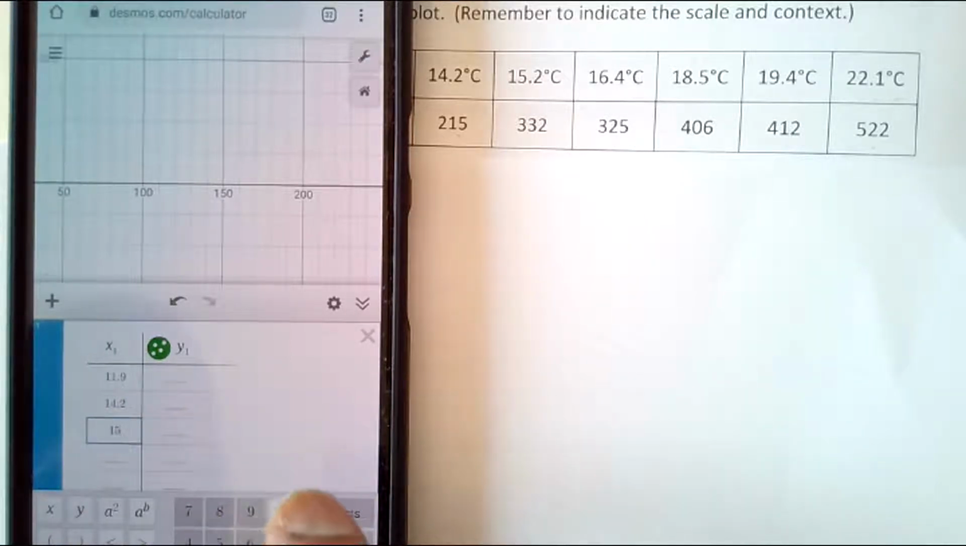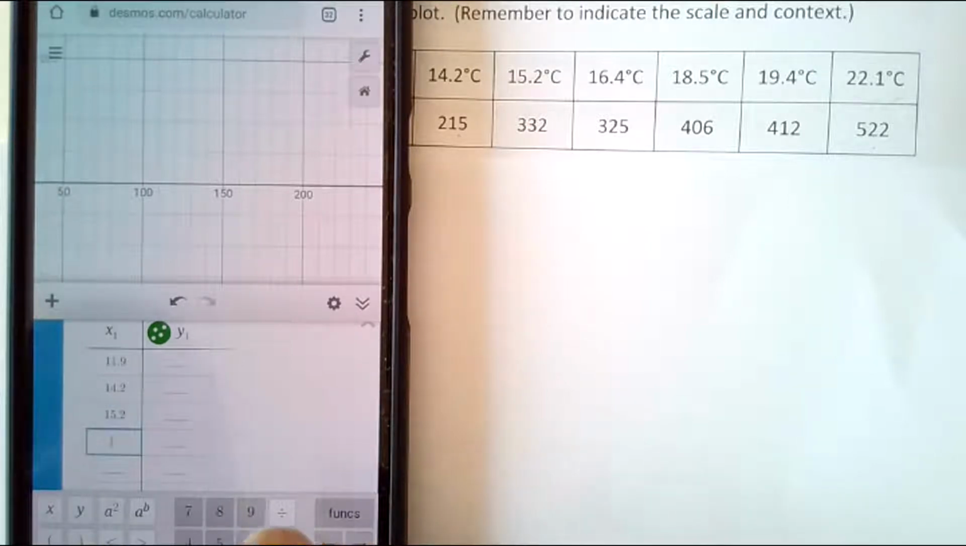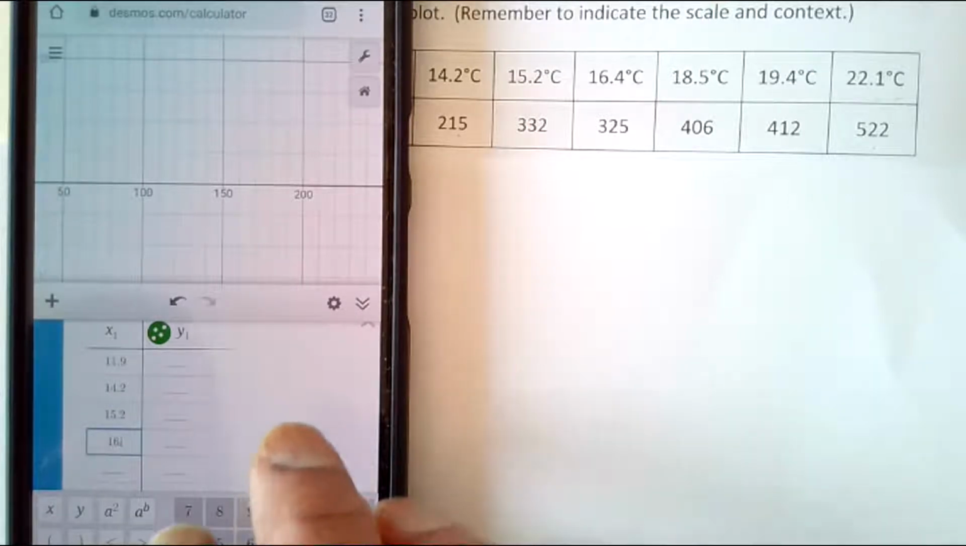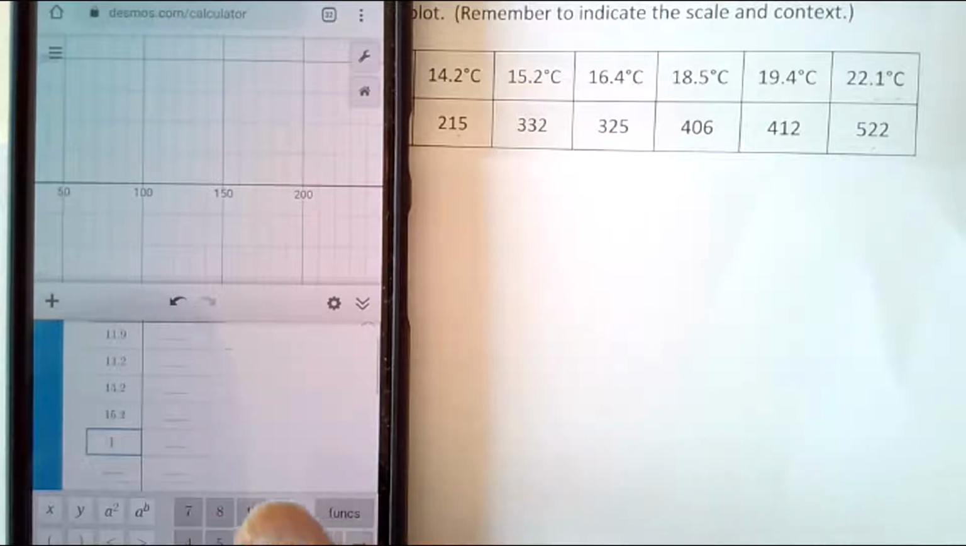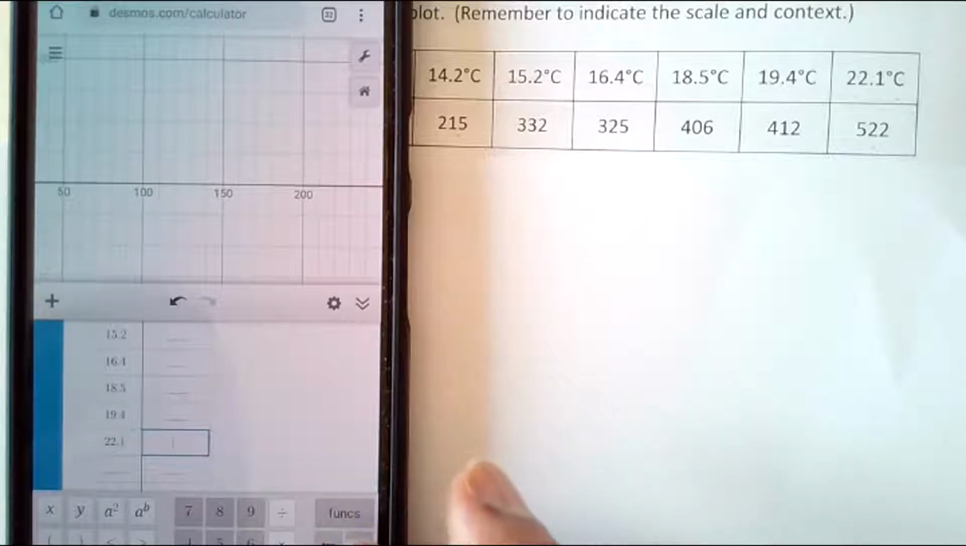15.2, 16.4, 18.5, 19.4, 22.1. Then I go up.